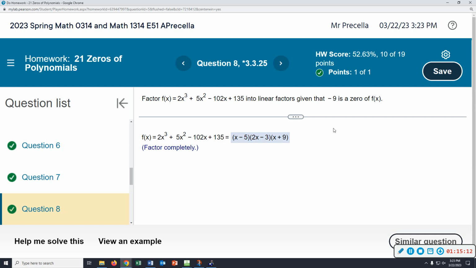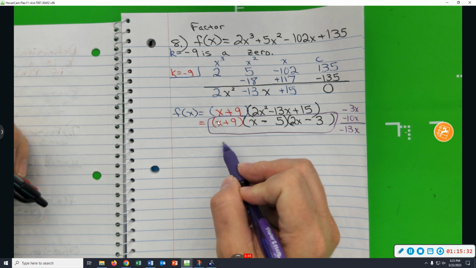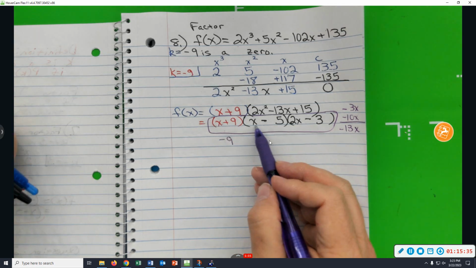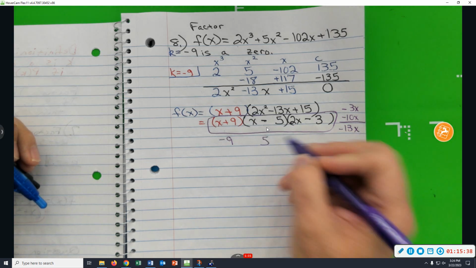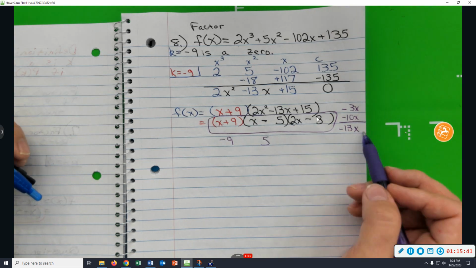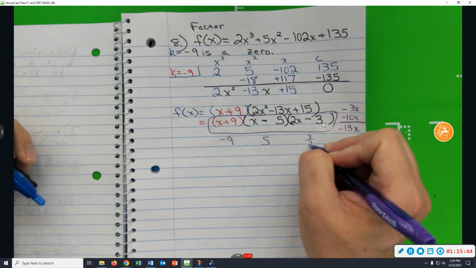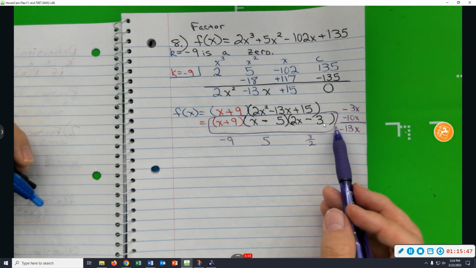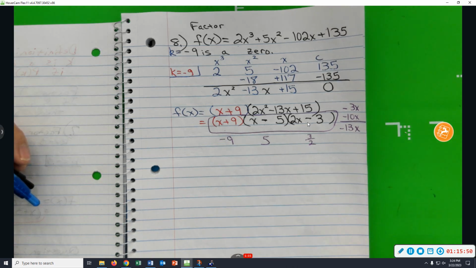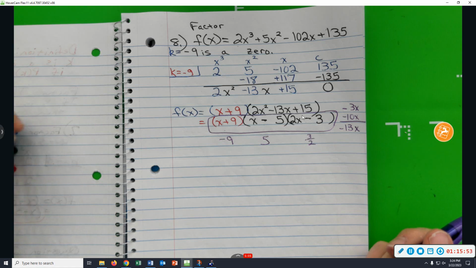So the natural question is, how do we find these zeros if they just gave you this thing here? It's an easy task. If they said, what are the other zeros? You know one of them: x plus 9 is equal to 0 when x equals negative 9. What about this one? When is x minus 5 equal to 0? When is 2x minus 3 equal to 0? Move the 3 over, divide by 2, and get 3 over 2. So once it's in factored form, we can find the remaining zeros easily. Those are the 3 K's.